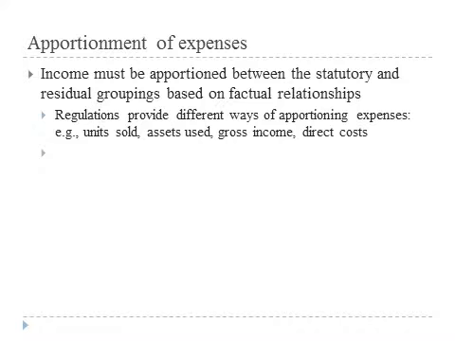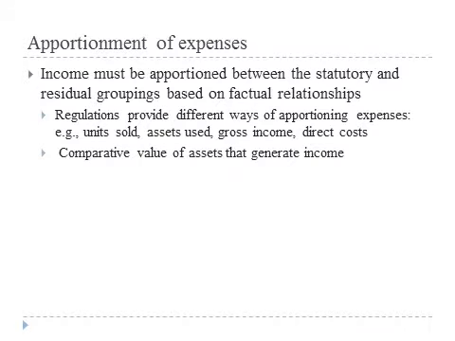The regulations describe different ways of apportioning expenses, including a comparison of units sold, assets used, gross income, direct costs, etc. See the regulations for a full list of metrics that might be used. A taxpayer can apportion deductions based on the comparative value of assets that generate income within each grouping. Such a comparison is made based on the tax basis of assets or the fair value of assets. This method of allocation is discussed later when we talk about allocating interest deductions.